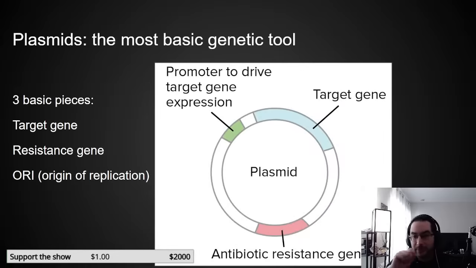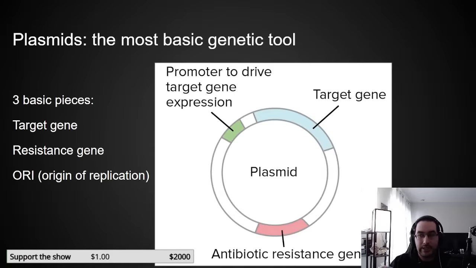This is a plasmid. It's a ring of DNA, and it always has at least three pieces. A lot of the time there'll be more to it, but it always has at least three. So thing number one, you've got a target gene, right? You've got the thing that you actually want it to do. You'll have a promoter to drive that target gene. You'll have a terminator, but one target gene is always in there. The other thing that is always in there is an antibiotic resistance gene or some sort of selectable marker.